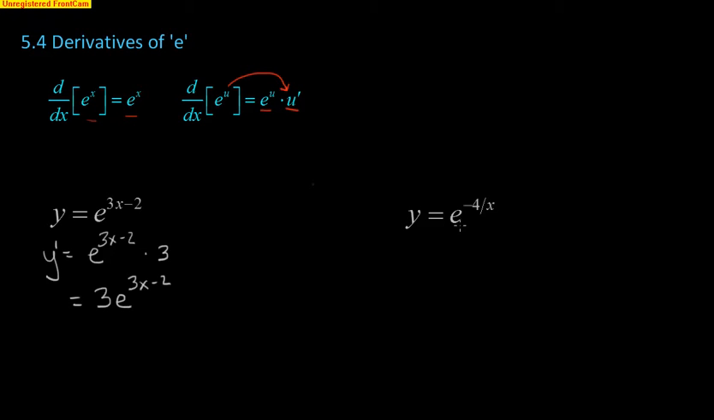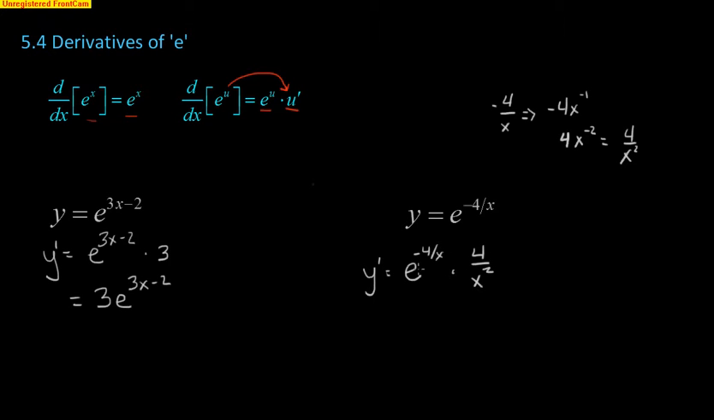Let's take a look at one that's a little bit more tricky. Not really bad though. So y prime is going to be e to the negative 4 over x. Again, same exact thing, and then the derivative of the exponent. So I'm going to write up here a little scratch work. Remember that I can write this as negative 4x to the negative 1. And what we're going to have there then is the derivative will be 4x to the negative 2, which is 4 over x squared. So we'll have this multiplied by 4 over x squared.